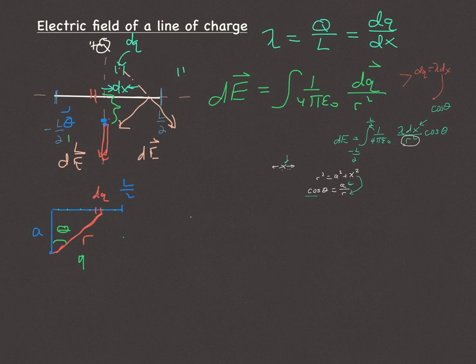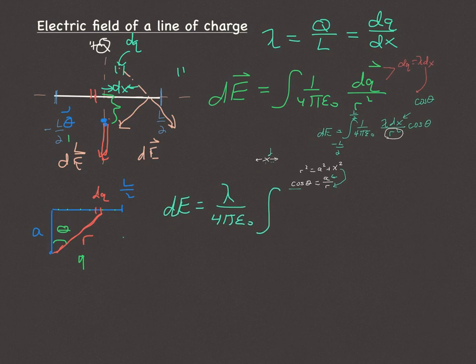So I have that dE is equal to, and I'm going to pull out the constant lambda over 4 pi epsilon naught times the integral, and I'm going to add my limits in there, going to L over 2 from negative L over 2, and then I have dx over r squared, which is a squared plus x squared, times the cosine of theta, which is equal to a over r, but r is the square root of a squared plus x squared.